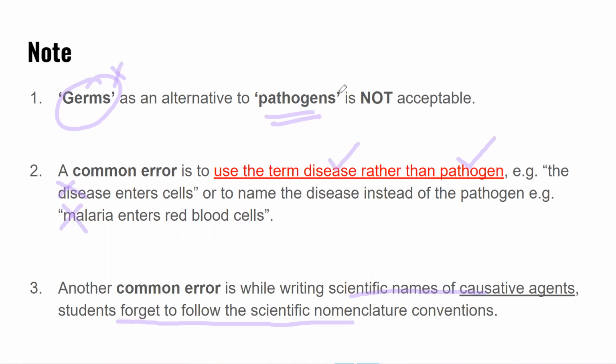First letter should be capital. The first letter of the second word should not be capital. And what about underlining? Both the first and the second name have to be separately underlined. I showed that in the previous slide also. And if you're writing the scientific name in a typed format, then it should be written in italics. Yes, Asma, you're right. Italics are used to type the scientific name.